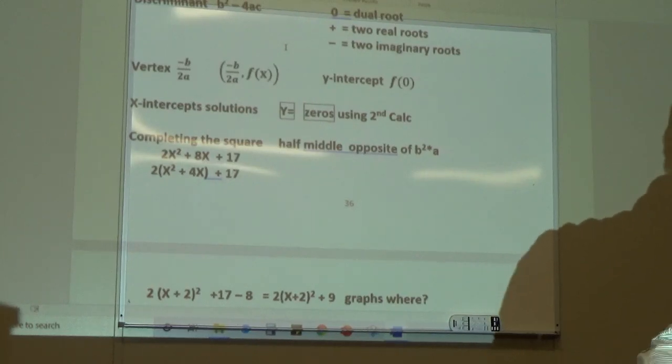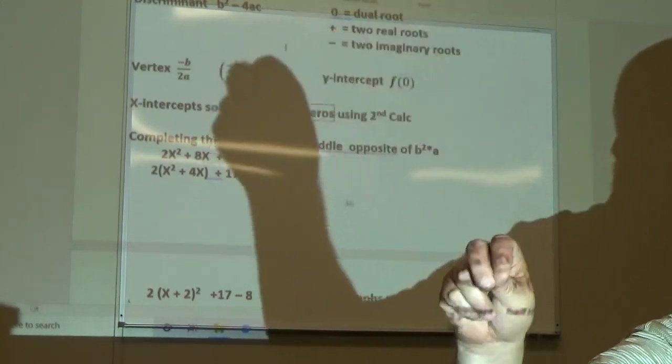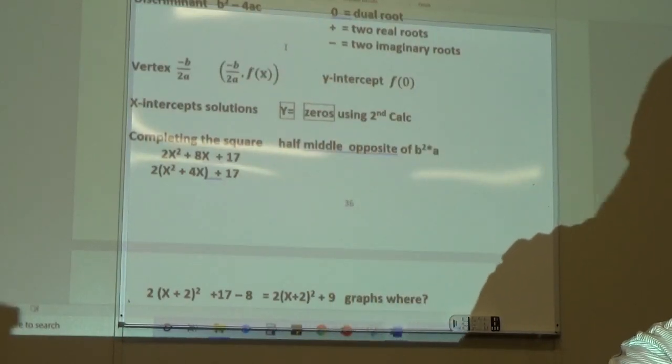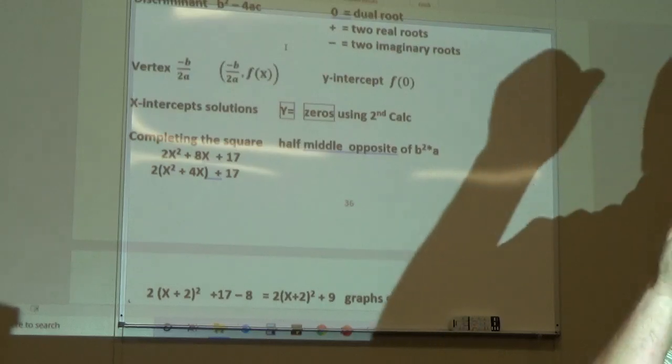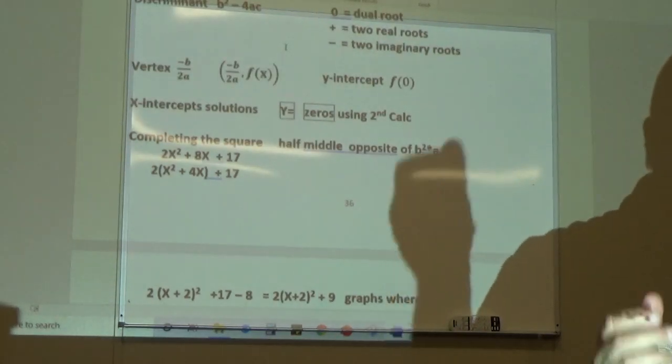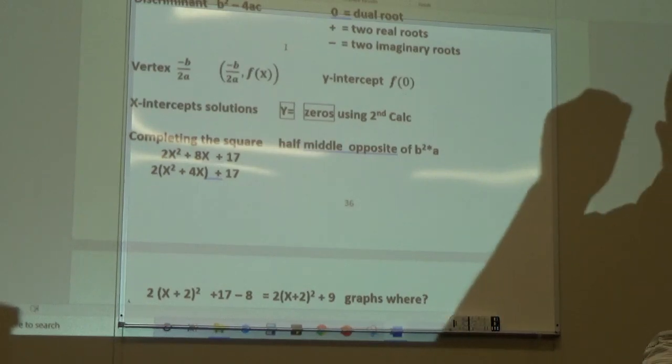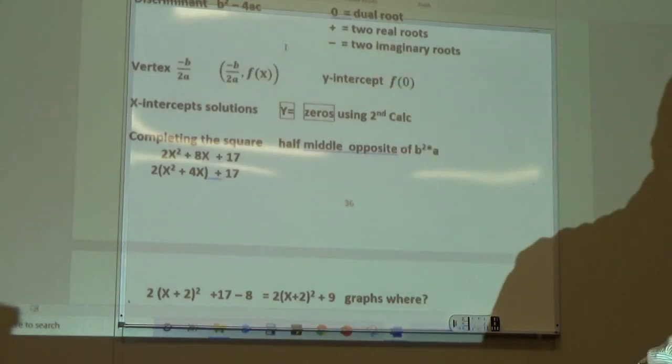No, it tells you something else. It tells you you have 2 imaginary answers. Okay? It's not just anymore that there's no solution, but the discriminant says 2 imaginary. All right, if the discriminant is positive, it tells you you have 2 real answers.